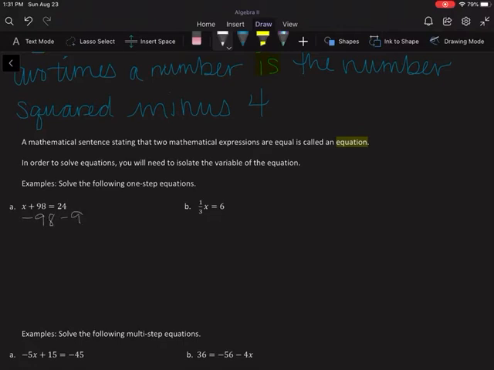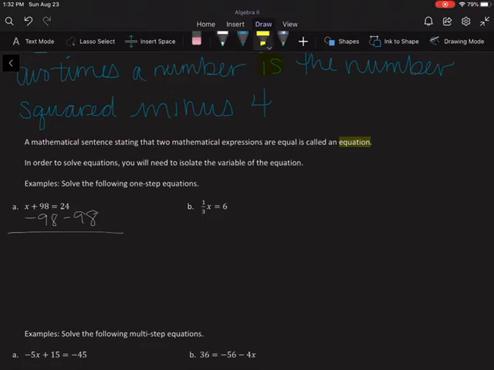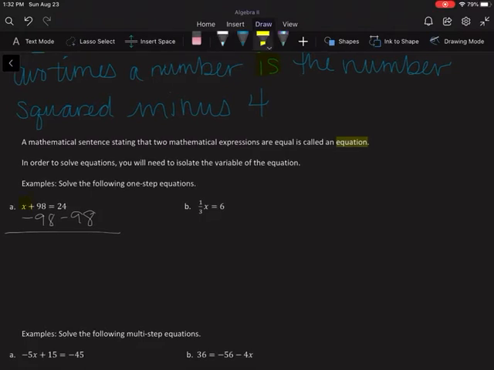Minus 98, right? So we have to isolate the variables in order to solve the equation. So I need to get x by itself, so that means I need to do the opposite operation of addition, right? So 24 minus 98 is equal to, and if we remember correctly, this goes away, x is equal to -74.